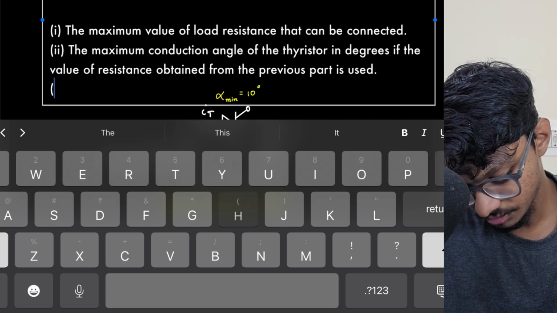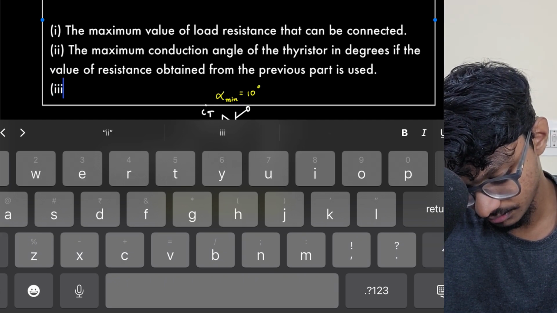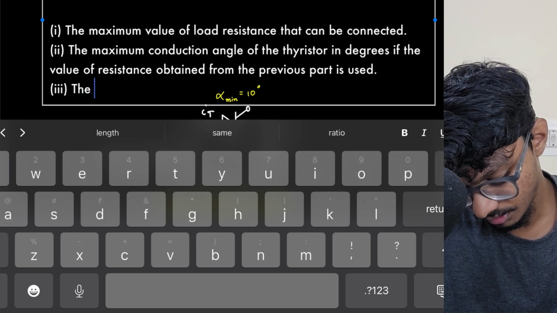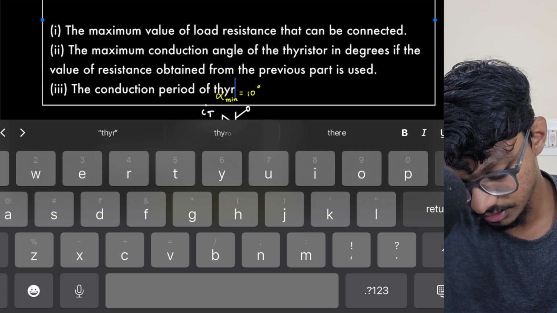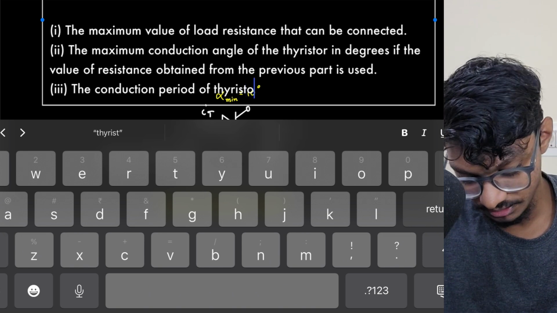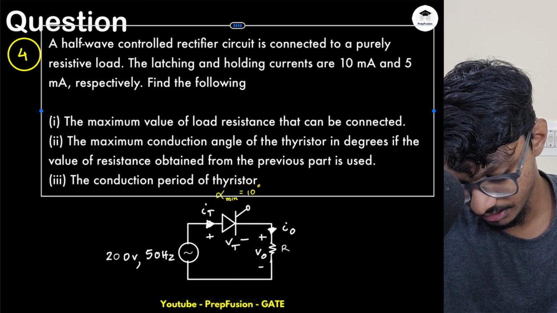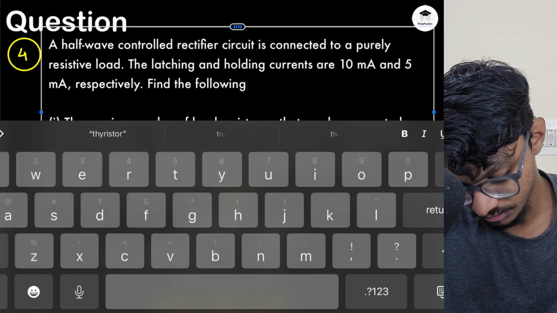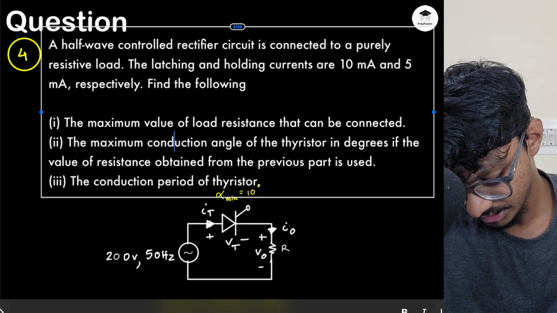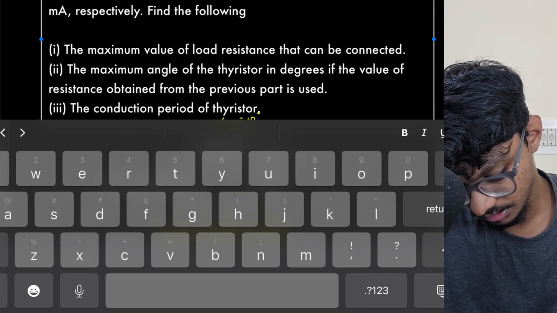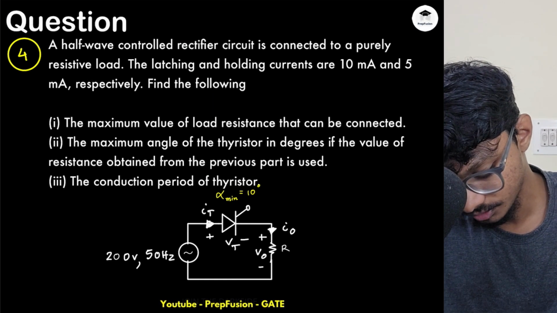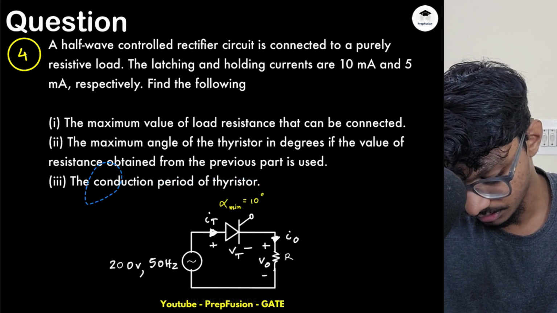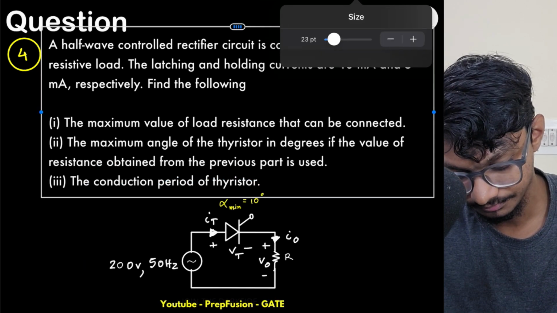The third question should be the conduction period of thyristor. Actually, there is a bit of confusion in the terminology. That's why I am changing this question a bit. So basically, what will happen here? I will just do this thing, then I will explain. And this is the maximum angle at which it is conducting. So why, I will explain just in a bit. Let me just reduce the size of this.